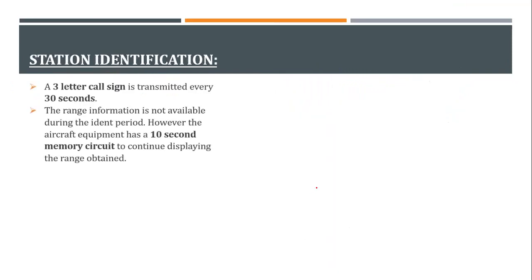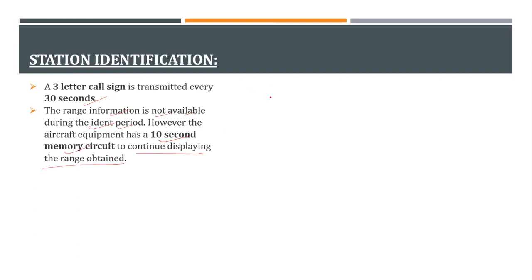Okay. Let's come to station identification. There's a 3-letter call sign that is transmitted every 30 seconds, so that the aircraft knows that is Delhi, whatever station they're using the DME for. Okay. The range information is not available during the ident period. However, the aircraft equipment has a 10-second memory circuit to continue displaying the range data.